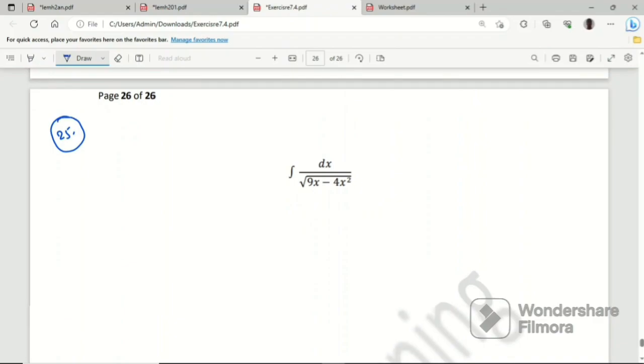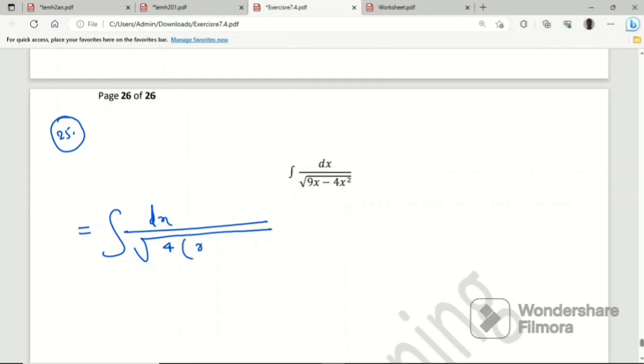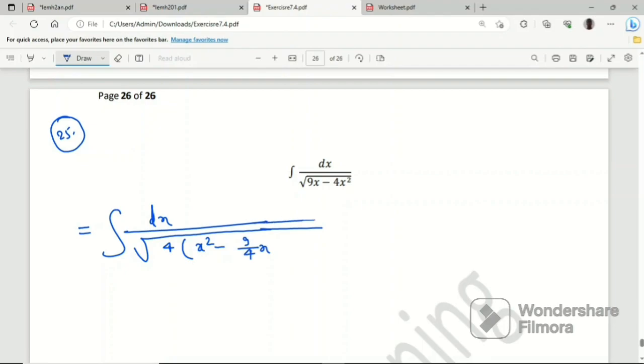So again it is in the form of a quadratic equation. We need to convert it into the required form. So what we'll do, integration dx upon, it is 4x square. I will take 4 as common. So it will give me x square minus 9 upon 4x.